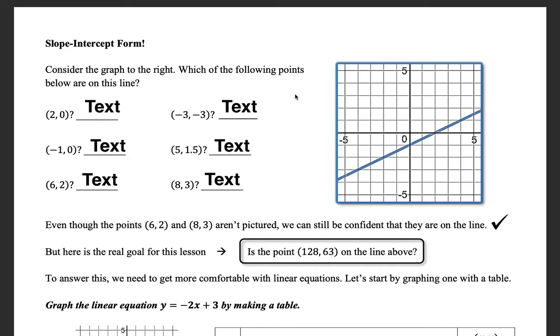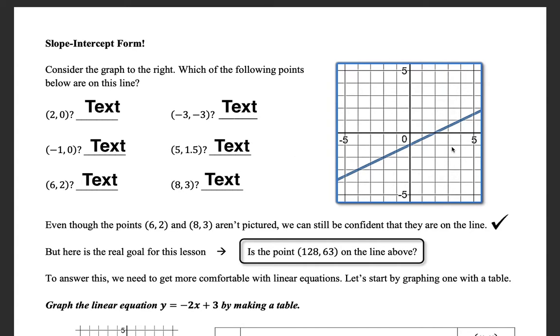Okay, so slope-intercept form. My favorite mathematical equation is the slope-intercept form. It's beautiful. All right, I'm going to be saying that a lot, so you're going to get sick of that. Our first task, before we even touch on that beautiful equation, is to figure out this line right here. Do these points fall on this line? That's the big question, okay?